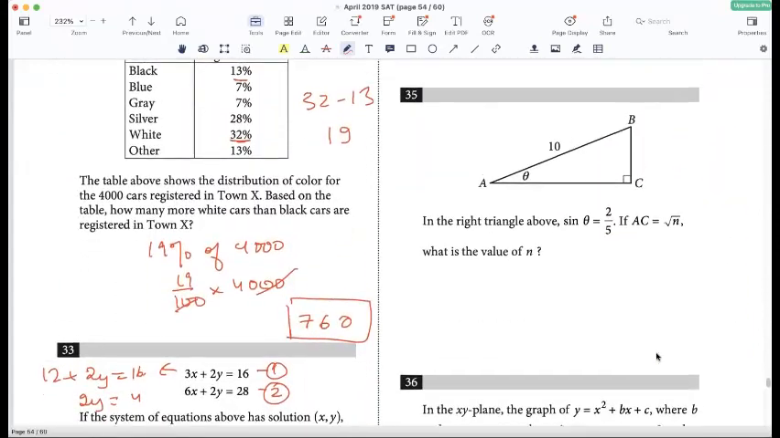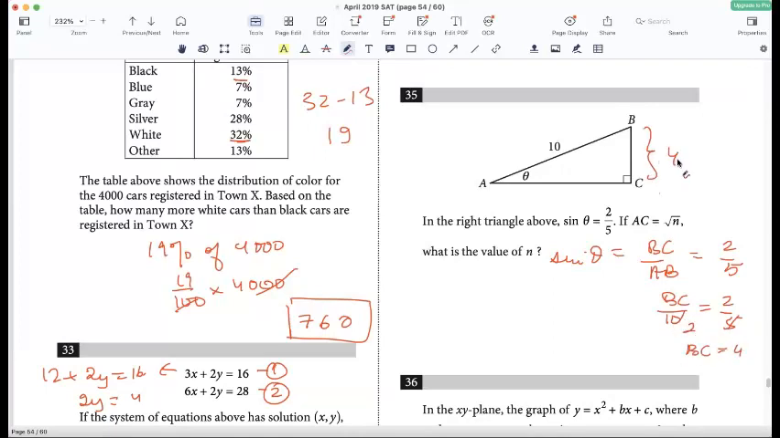Okay. In the right triangle above, sine theta is 2 by 5. If AC is root n, what is the value of n? So sine theta is going to be BC by AB, and that's 2 by 5. So BC by 10 is 2 by 5. So BC is 4. So AC will be square root of 100 minus 16, by Pythagoras theorem. So square root of 84. So n is 84.